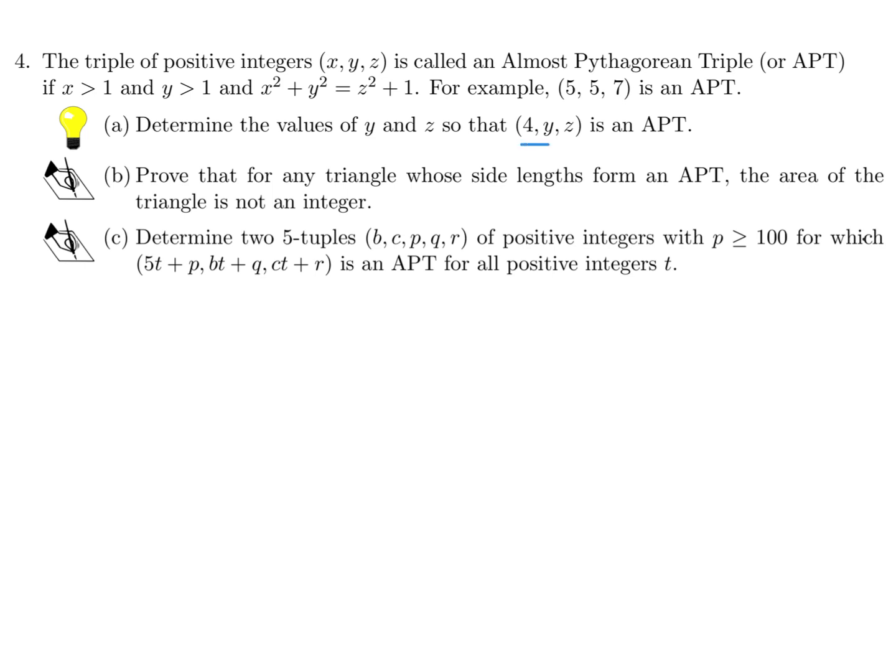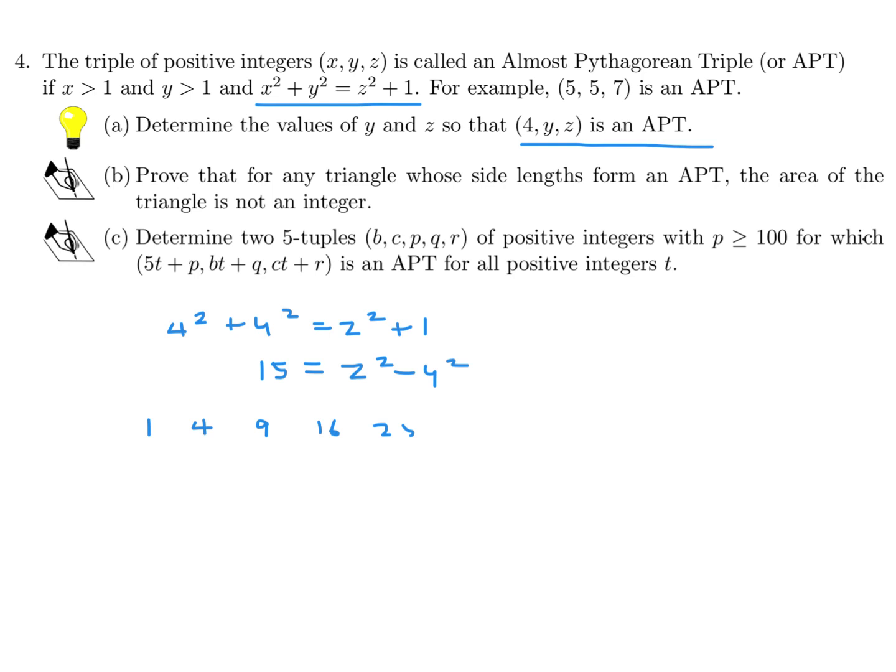If this is true, then that means this is true. So that would be 4 squared plus y squared is equal to z squared plus 1. Now rearranging this gives me z squared minus y squared is equal to 15. So we have to find two perfect squares that differ by 15. Okay, let's list all the perfect squares here: 1, 4, which is 2 squared, 3 squared, 4 squared, 5 squared, 6 squared, 7 squared, 8 squared.